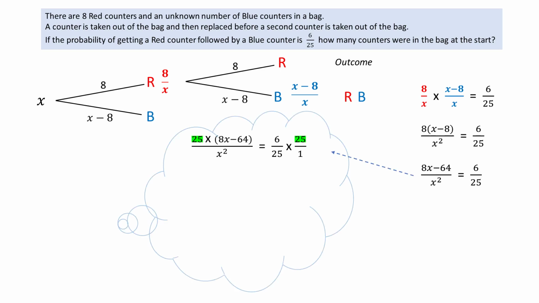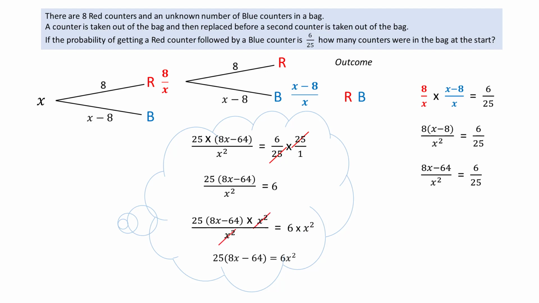Eliminate the denominator of 25 by multiplying both sides of the equation by 25, then cancel. To eliminate the denominator of x squared, multiply both sides of the equation by x squared and cancel. I need to rearrange the terms to obtain a quadratic equation which is equal to 0.